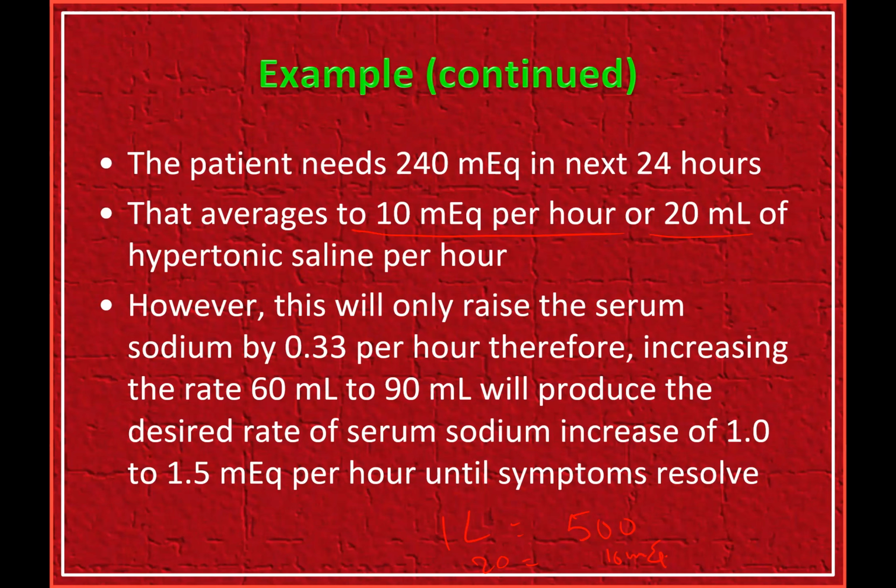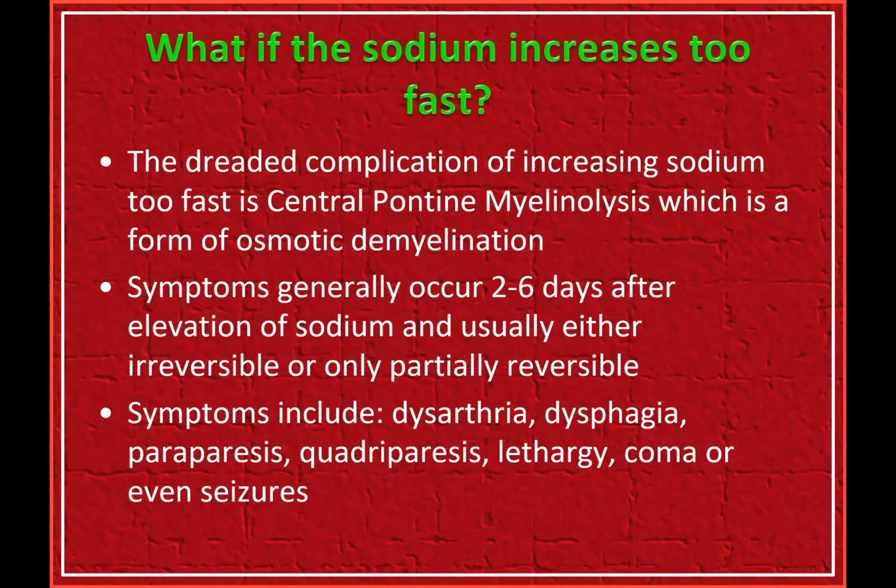Thereafter, increasing the rate to 60 to 90 ml per hour will produce a desired rate of sodium increase of 1.1 to 1.5 per hour until symptoms resolve. You estimate the rate at which you want to increase and you titrate the fluid. Shall I use 20 ml, or if I want faster, 40 ml, or 60 ml, or 90 ml per hour in the first 1 to 2 hours. After that, I will settle down to a lower volume of the hypertonic saline.